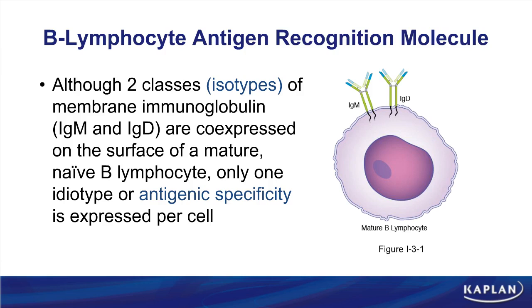One is an IgM and the other is an IgD. What's really important that you understand for Step 1 is that these antibodies differ only in the constant region, thus their isotypes are different, but they are identical in the idiotype region where they bind antigen. This ensures antigenic specificity so that you have one cell with one specificity.